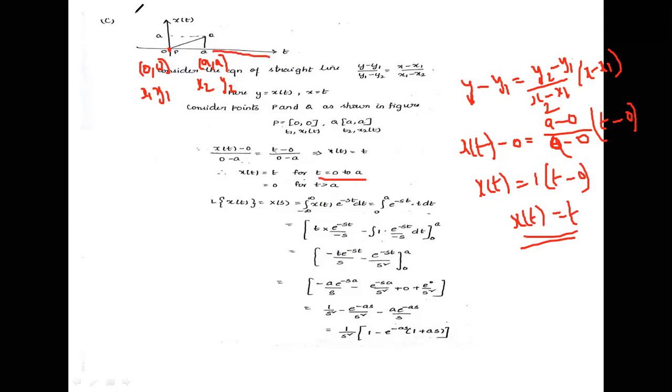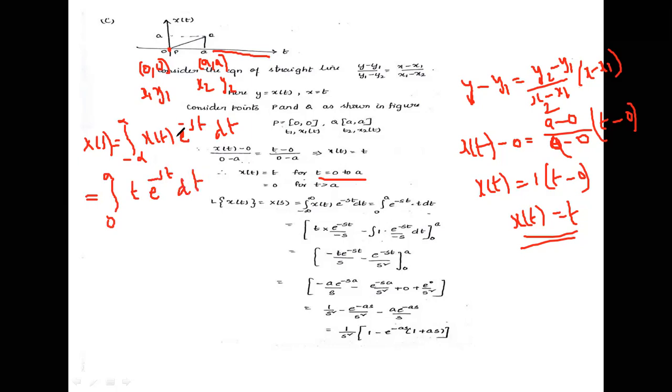Now we can substitute in the Laplace transformation definition: X of s is equal to the integral from minus infinity to infinity of x of t e power minus st dt. What is the range here? From 0 to a only, where x of t is t, so the integral of t into e power minus st dt.